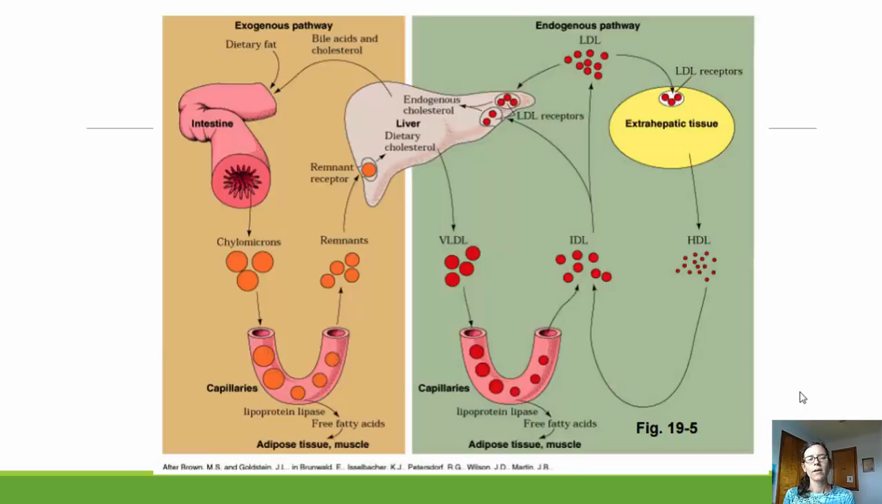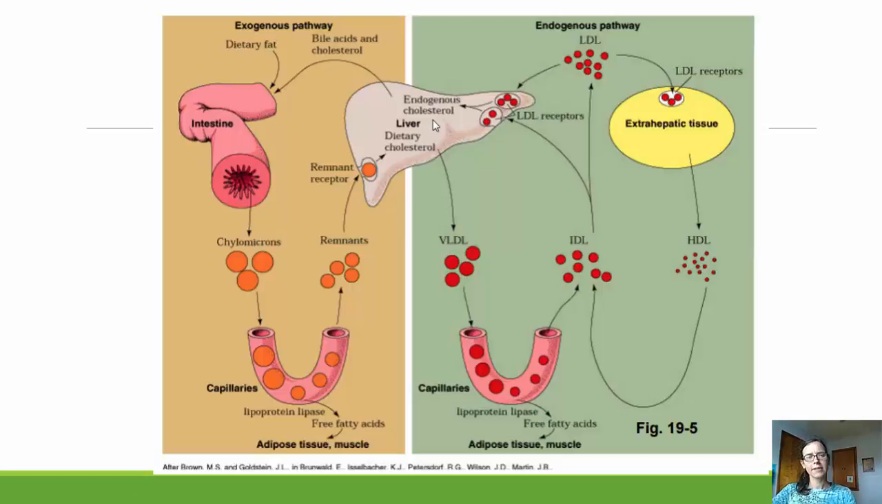Okay, so now let's look at a bigger picture. What we've been talking about this whole time is this exogenous pathway for dietary fat and cholesterol. We have dietary fat and cholesterol, it goes into the intestines, it's packaged into chylomicrons, goes into the capillaries, free fatty acids are released by lipoprotein lipase and go to our tissues, and the remnant goes back to the liver and is stored in the liver. So here's our dietary cholesterol from our exogenous fat. If someone takes in dietary cholesterol, which of course you don't need to because our body makes it.